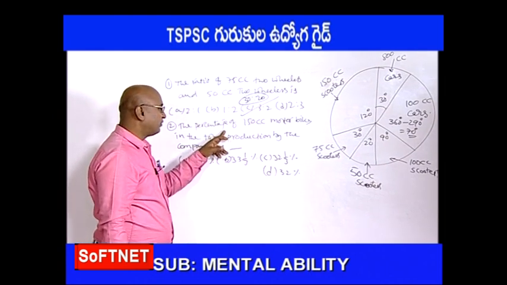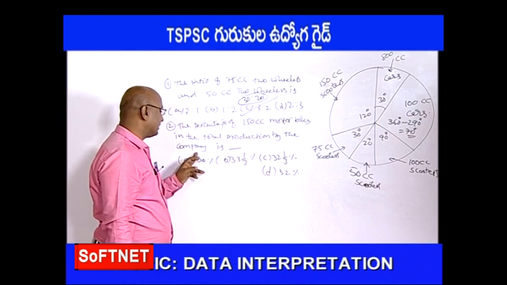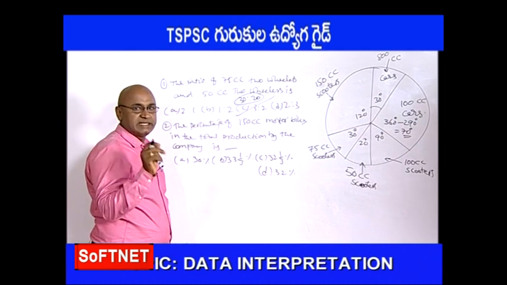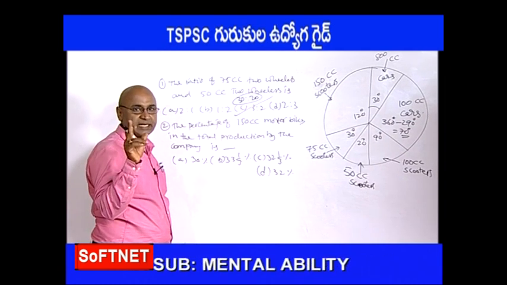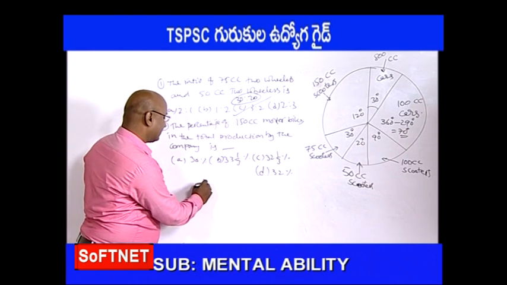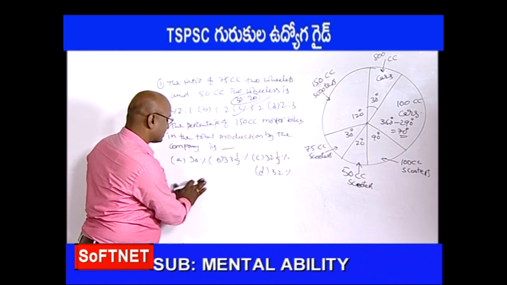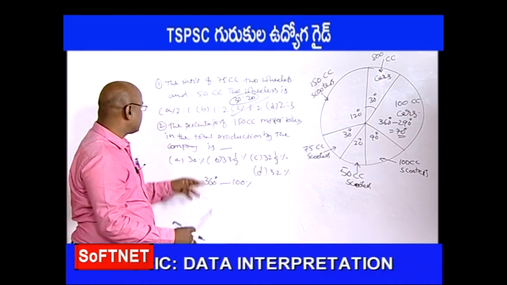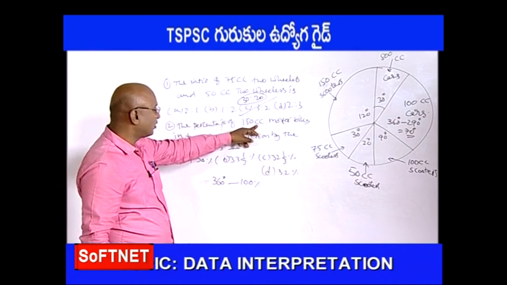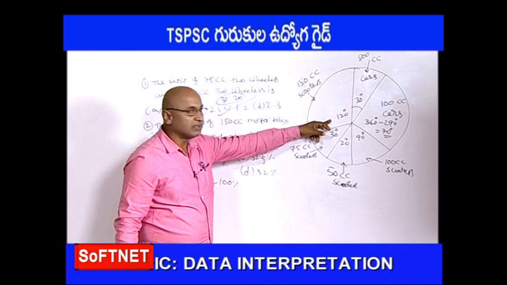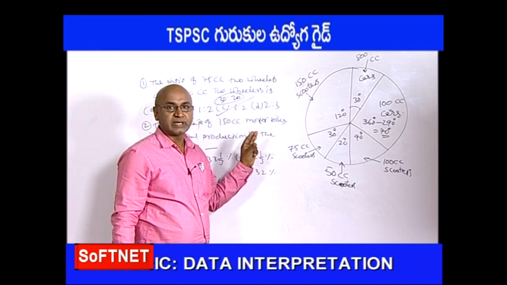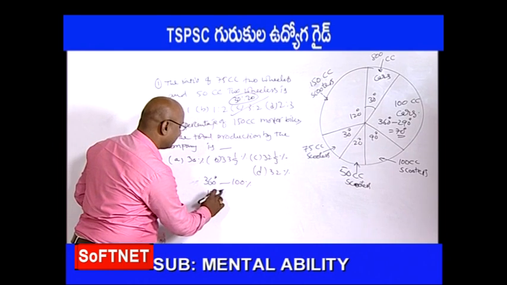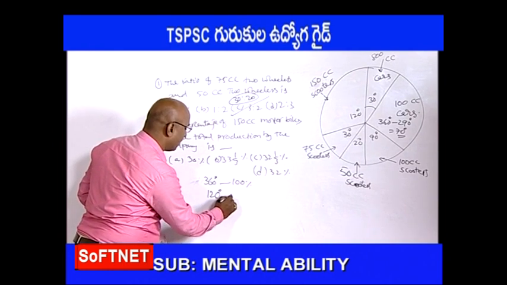The percentage of 150cc motor bikes in the total production by the company is. Total production represents 360 degrees. The total angle in the circle is 360 degrees. So 100% is equal to 360 degrees, or 360 degrees is equal to 100%. Now what is the proportion of 150cc motor bikes? That is 120 degrees. Then what is the percentage of 120 degrees? So if 360 is 100%, then 120 degrees is how much?